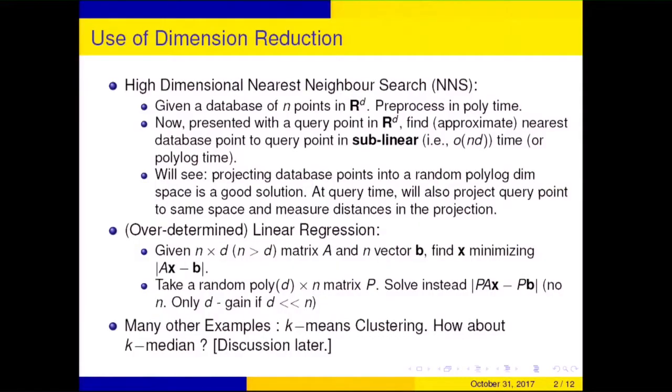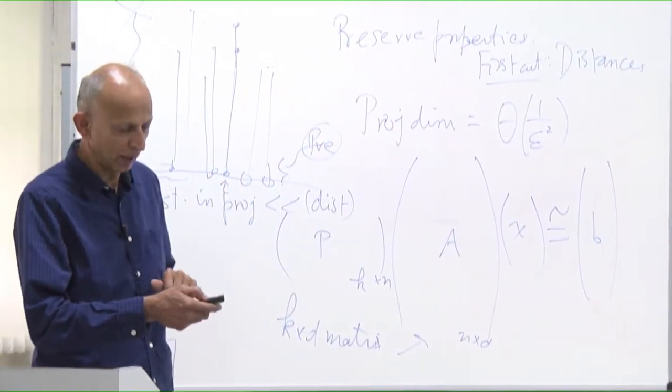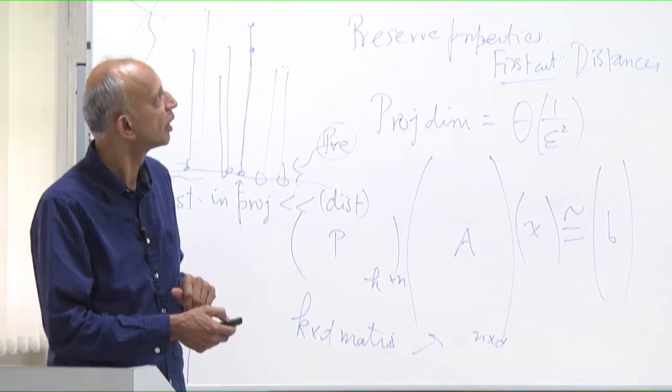Okay. There are many other examples, and I'm going to show you at the end some clustering example, k-means clustering, how you can cluster in the projection, and that's enough to get an approximate solution up on top. And we'll discuss this later. Okay, so the order of business is now I'm going to present the random projection theorem and proof, and then we'll go back and discuss these applications.